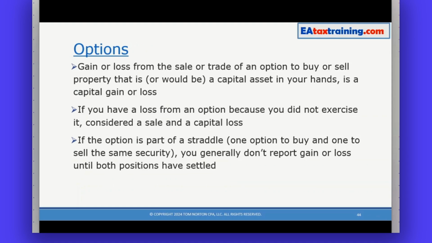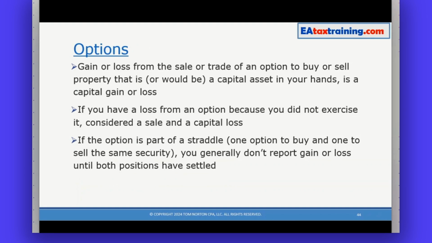Options. Gain or loss from the sale or trade of an option to buy or sell property that is or would be a capital asset in your hands is a capital gain or loss. And again, usually we're talking about stock options here. So you get an option to buy a stock at a future date. That is a stock option. Or you could have an option to sell a stock at a future date. That is also a stock option.